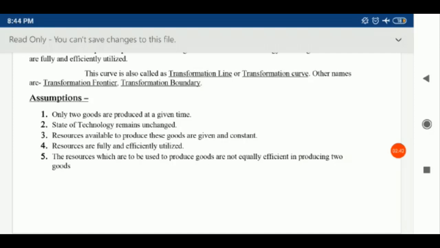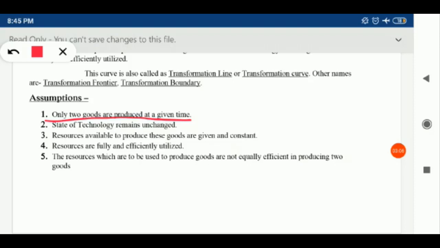So what is the first assumption? That is, only two goods are produced at a given time. Only two goods are produced at a given time means that you can take only two goods at one time. Say, suppose wheat and cloth or any other example you can take. So an economy will deal with only two goods, and this is the first basic assumption of PPC.